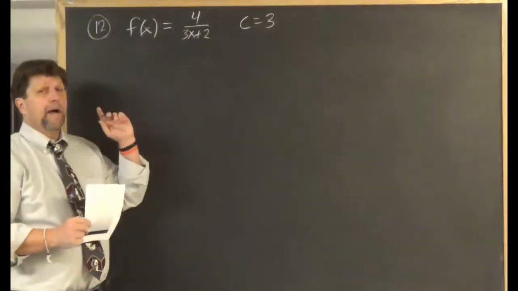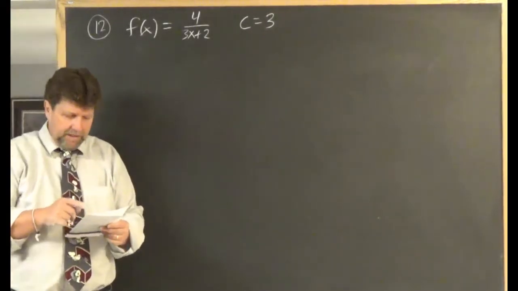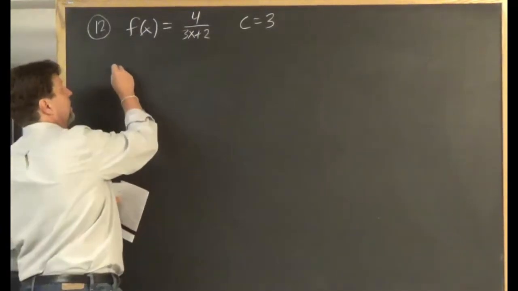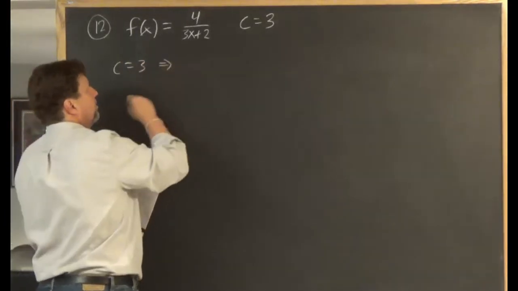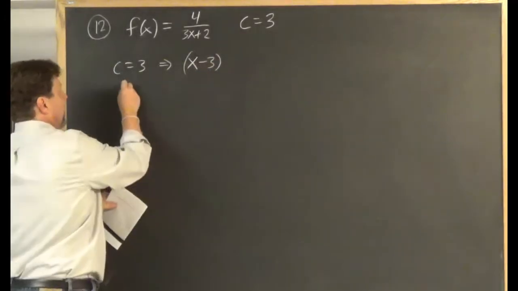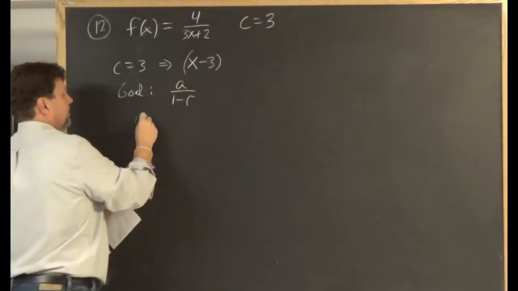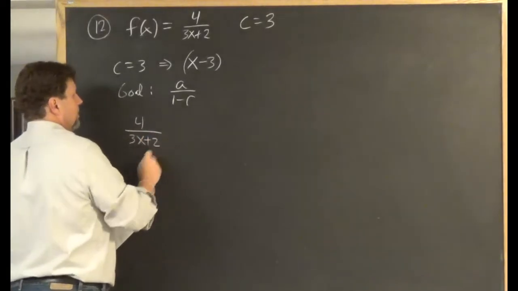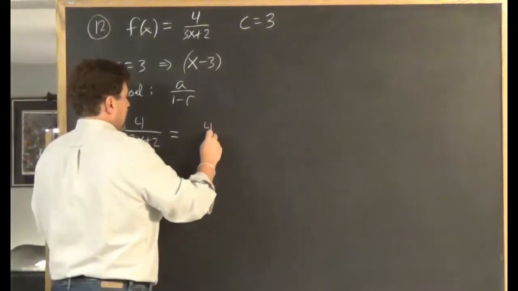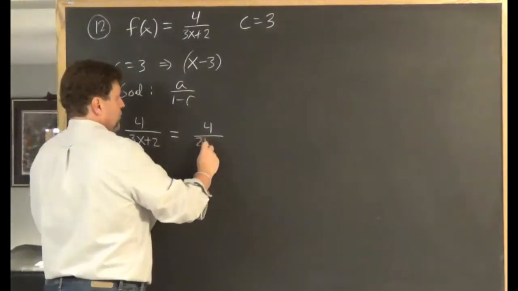Number 12, you were asked to find a power series for the function 4 over 3x plus 2, and it was to be centered at c equals 3. So, first thing, c equals 3 implies I'm going to have to see an x minus 3. Then I write down my goal, a over 1 minus r. So here's my function. I know I need to see an x minus 3, so let me go ahead and get that in here. But you know what, I would rewrite this as 2 plus 3x.